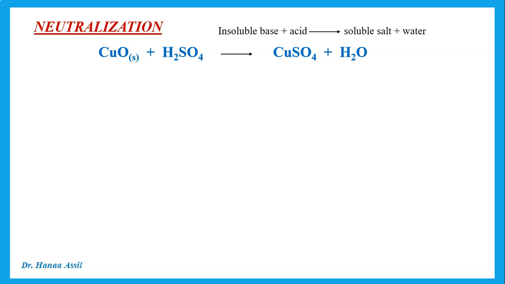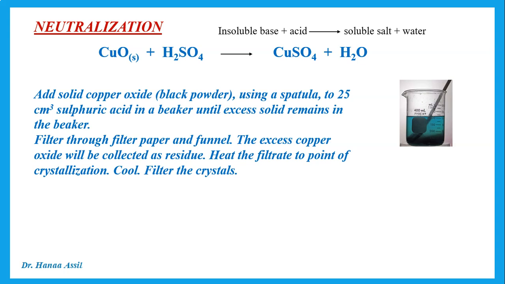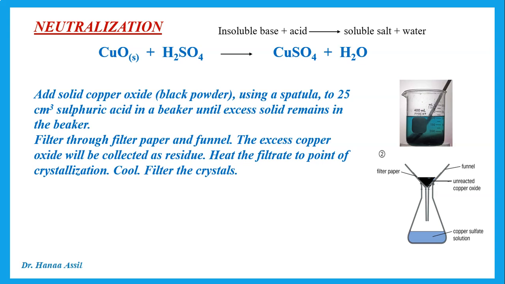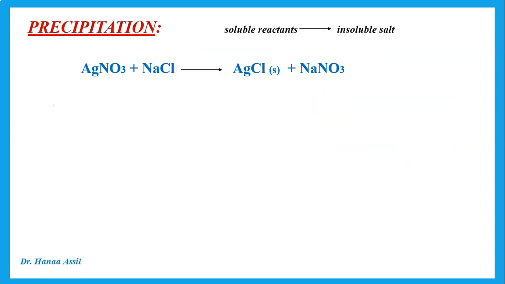What if I am trying to make something like copper sulfate, but we're starting from something that's not soluble? For example, copper oxide. Then we do a method called neutralization. In neutralization, I add excess of the solid. So for example, excess of copper oxide to the sulfuric acid until, how do I know it's excess? I see solid remaining in the beaker. I filter off that solid to remove it, and I take the solution, heat to point of crystallization, cool, filter the crystals.